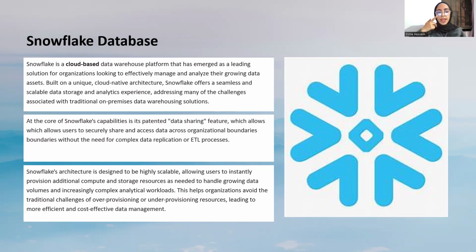And about its architecture, it's designed to be highly scalable, allowing users to instantly provision additional compute and storage resources as needed to handle growing data volumes and increasingly complex analytical workloads. This helps the organization avoid the traditional challenge of over-provisioning or under-provisioning resources, leading to more efficient and cost-effective data management.